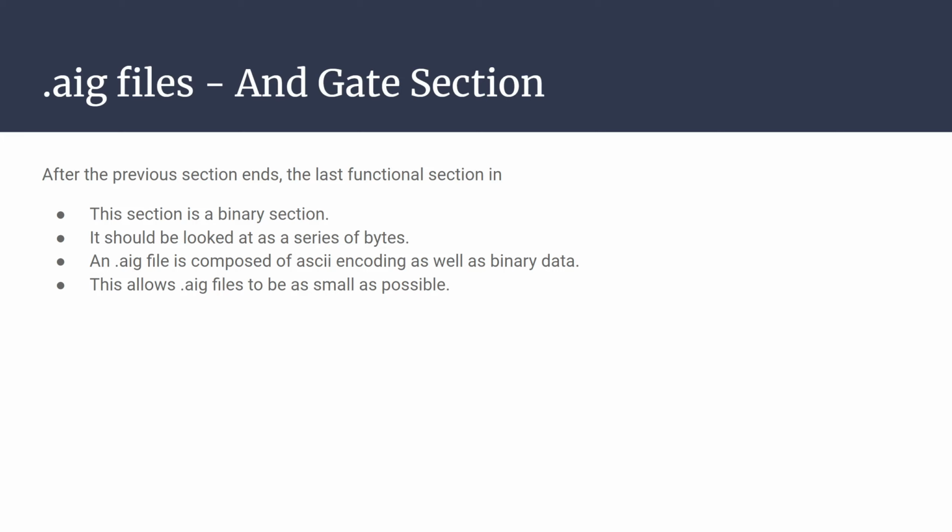AAG files have basically just lines with 3 numbers on them, the signal of the AND gate, and the 2 inputs. That's the major difference between them. There's another difference: signals can be whatever in AAG files, but in AIG files they're very well defined. You start with inputs, then you go on to latches, then you go on to gates. But that's not true for AAG files.